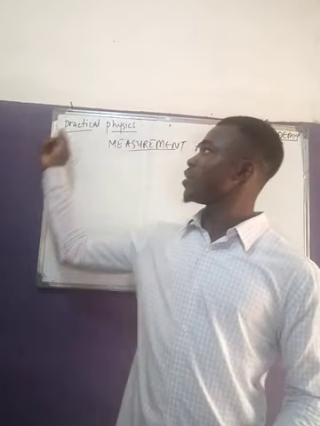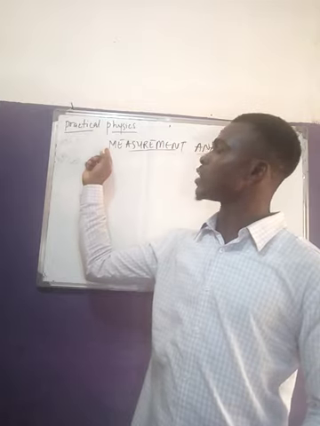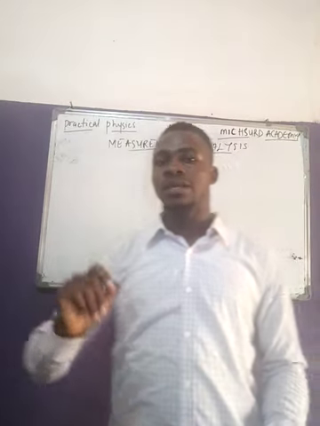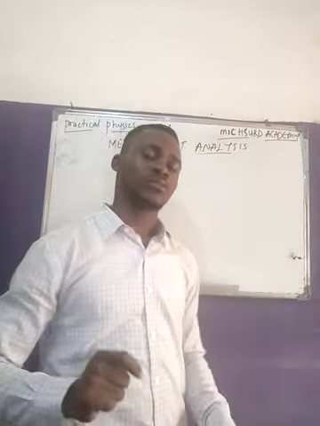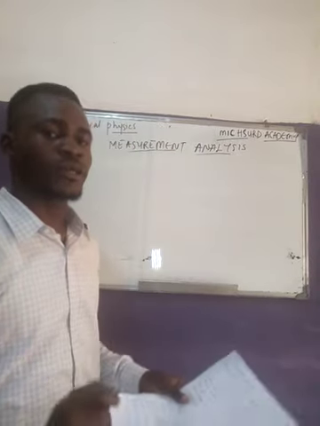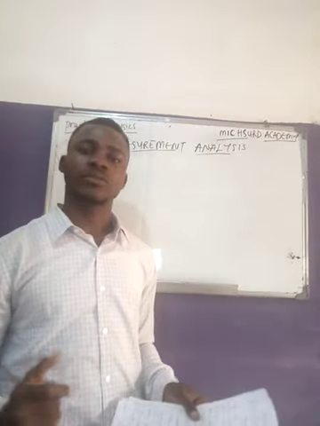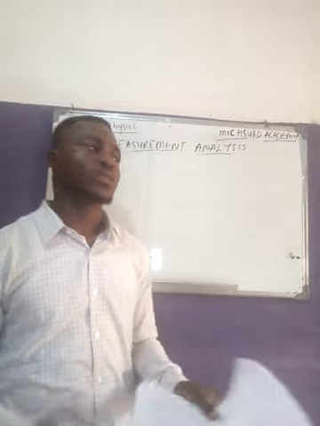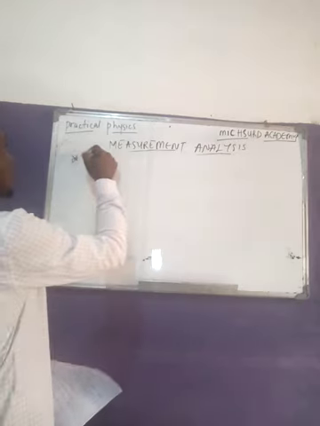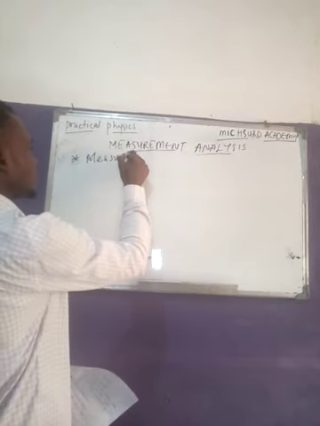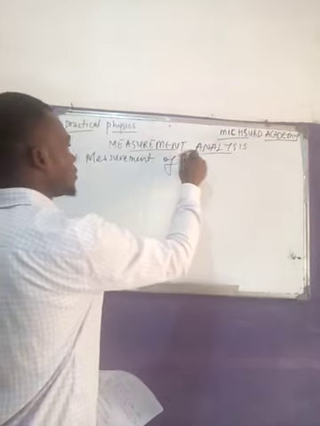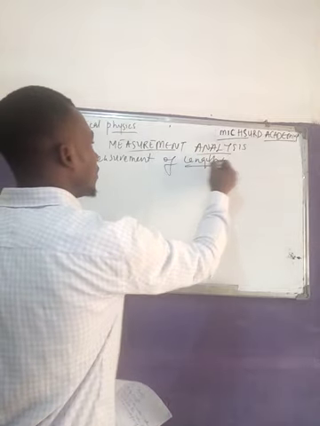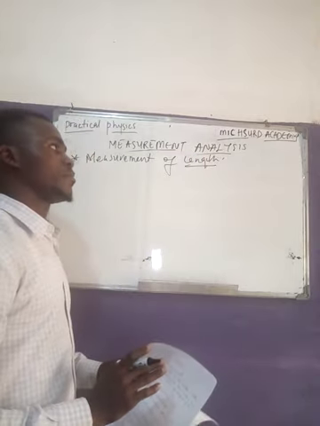So today in practical physics we are going to be looking at measurement analysis. In this measurement analysis we are going to see how we can measure different quantities and also the instruments that are used to measure these different quantities. Now the first one we are going to look at is the measurement of length. Length is one of the fundamental quantities.